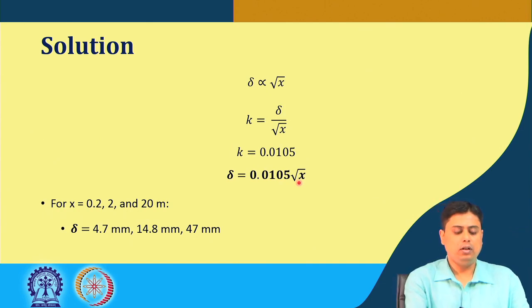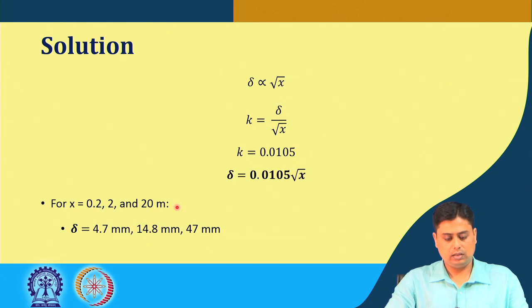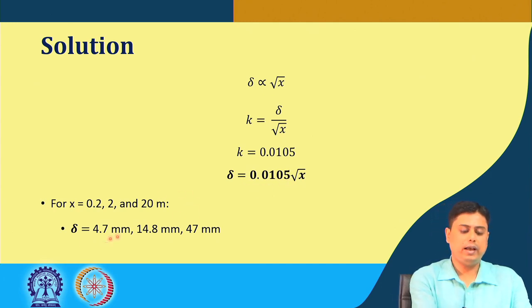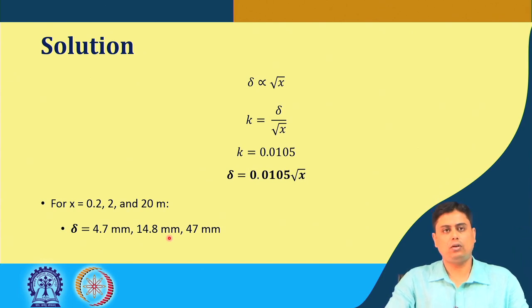Then it is simple: we replace the value of x with the values asked in the problem, that is 0.2 meter, 2 meter and 20 meter. We find that the boundary layer thickness is 4.7 millimeter for 0.2 meter distance. For 2 meter distance, the boundary layer thickness is 14.8 millimeter, and for 20 meter distance, the boundary layer thickness is 47 millimeter.